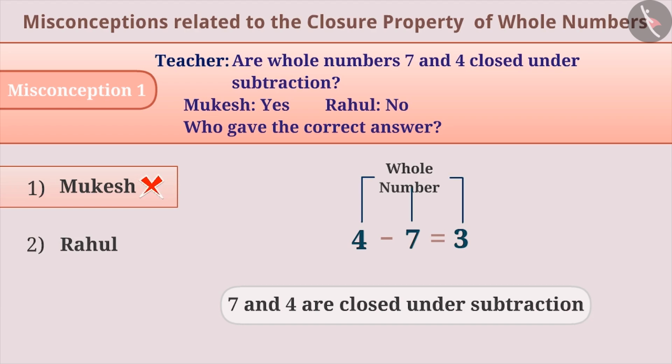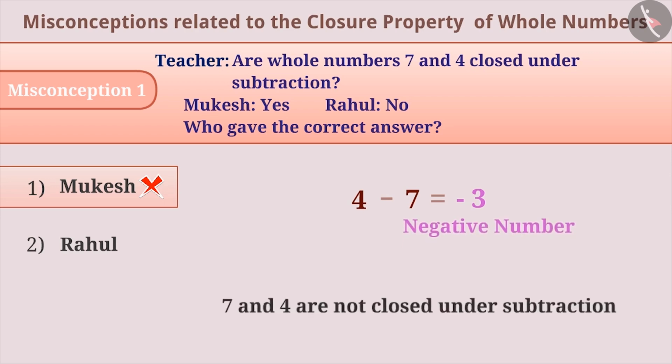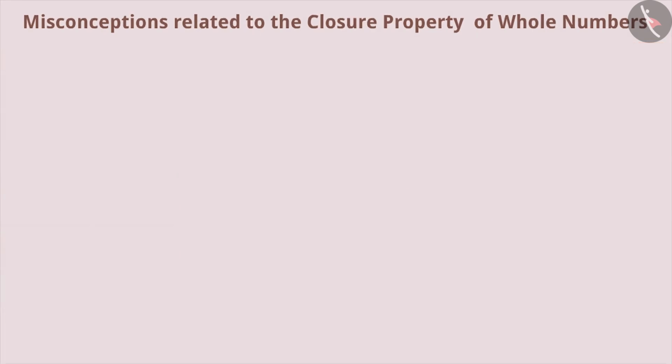But this is the wrong answer. The correct understanding is that the result of 7 minus 4 is equal to 3, but the result of 4 minus 7 is not equal to 3. The result is minus 3, which is not a whole number. Instead, it is a negative number. Hence, whole numbers 7 and 4 are not closed under subtraction. With this, Rahul's answer is correct. We will learn more about negative numbers in the next chapter.